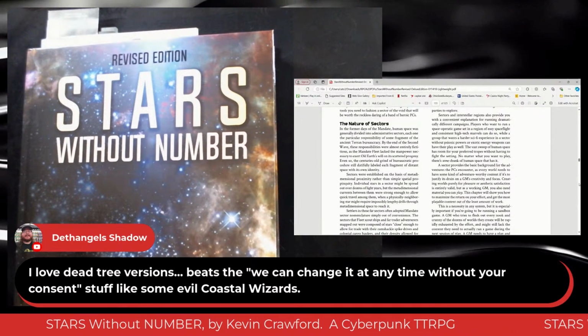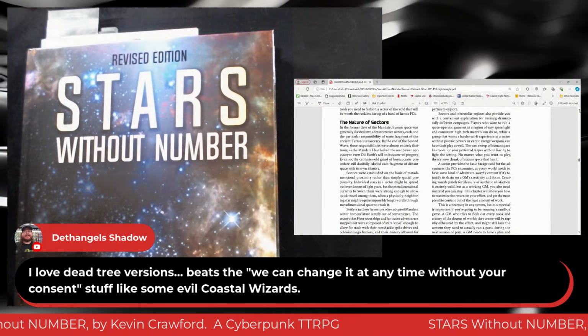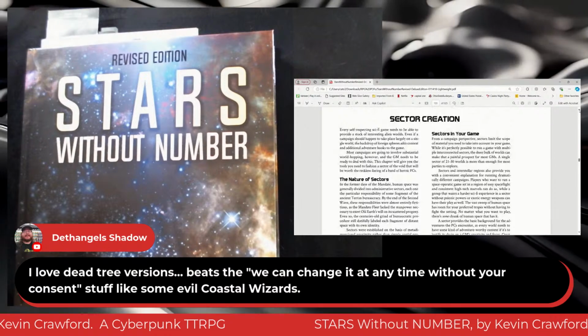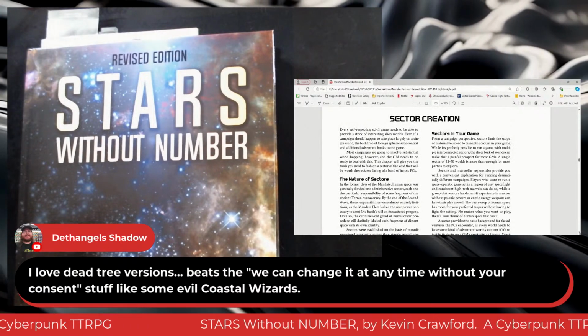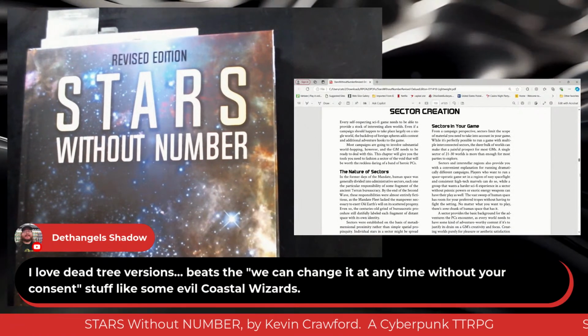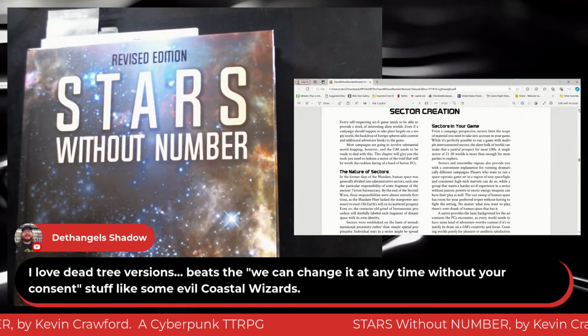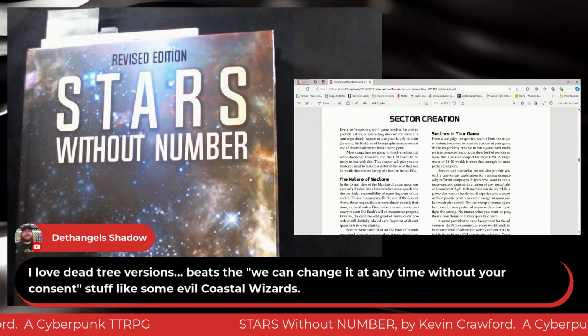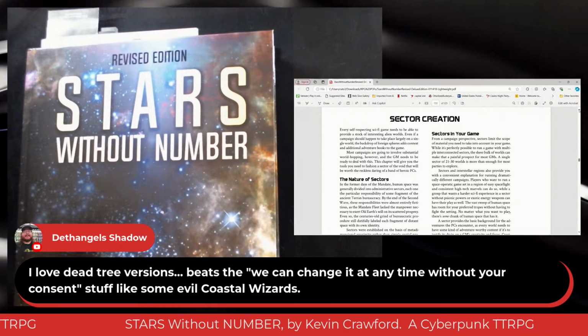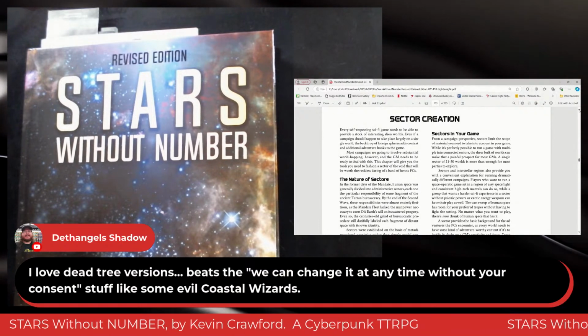There we go. That's what I wanted to get to. Star sectors. Okay, so this is a D20 system. Mechanically, it does have a level system in it.